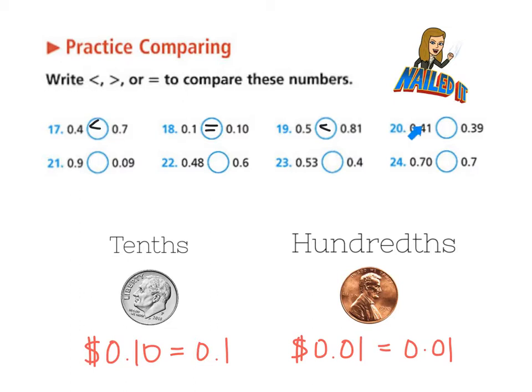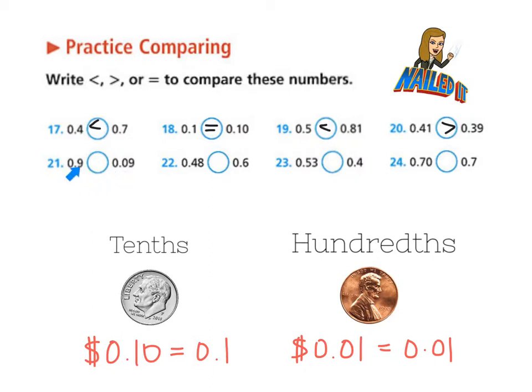Then let's compare 0.4. So look right next door. A 4 is larger than a 3. So that makes 41/100ths greater than 39/100ths.